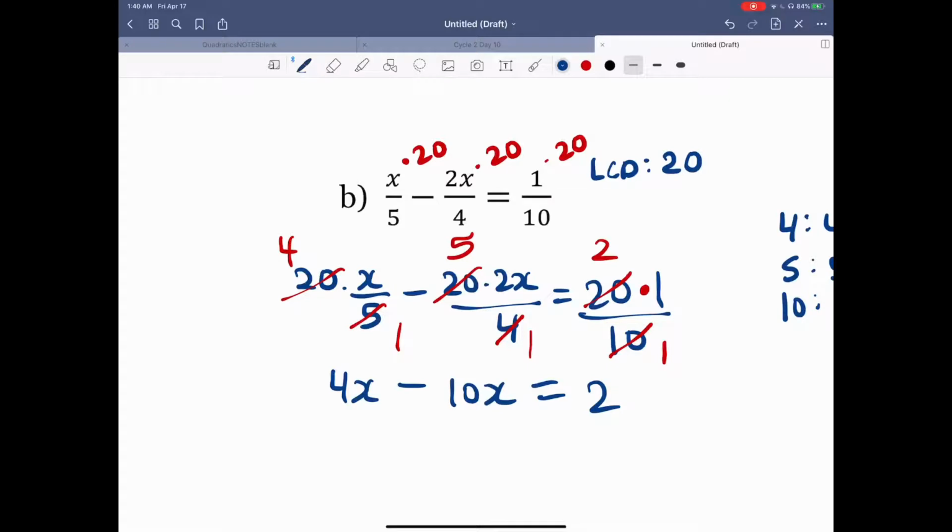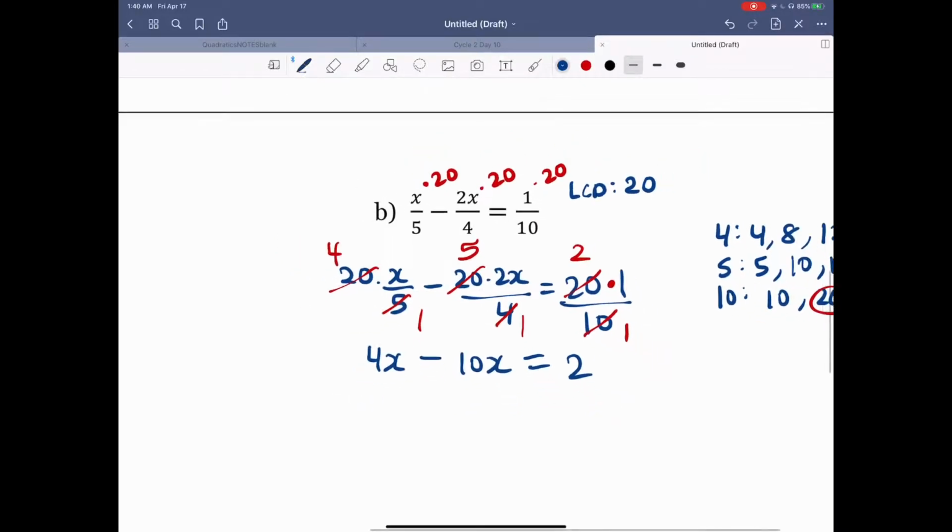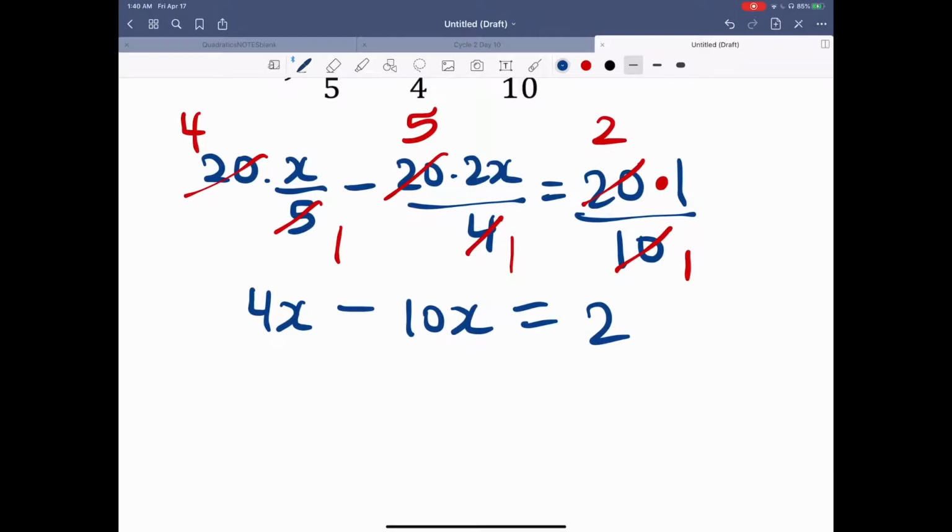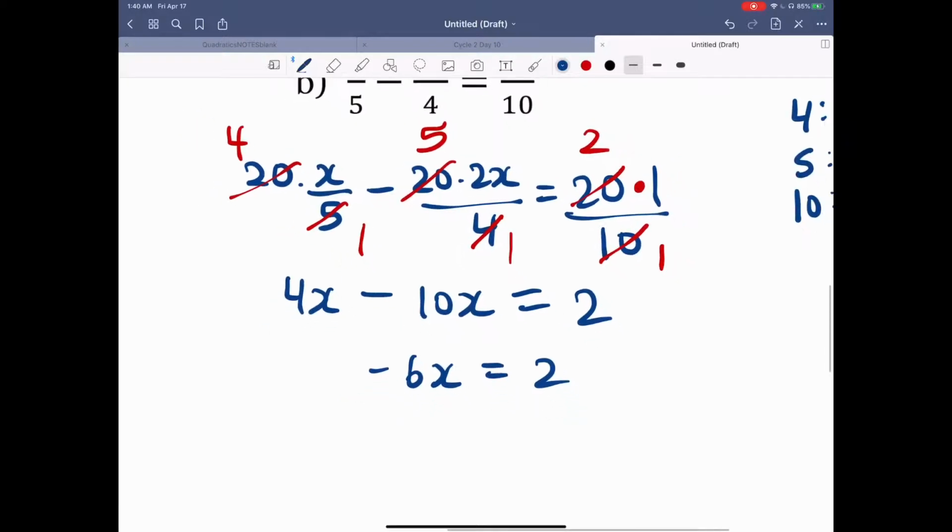second line. You could have, mind you, done 20 times x divided by 5, and you would have eventually got the 4x. You could have done 20 times 2, which is 40x, and then 40x divided by 4 is 10. 20 times 1 is 20, divided by 10 is 2. So that's also totally fine. I'm showing you a way where you're ensured to reduce fractions from the very start.